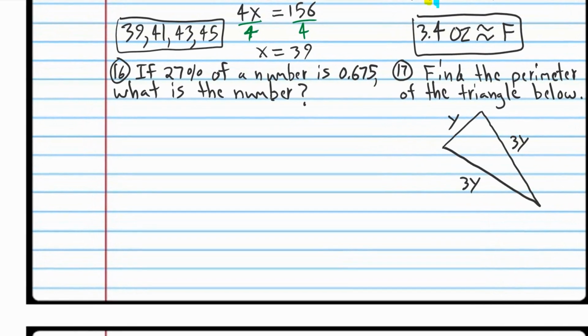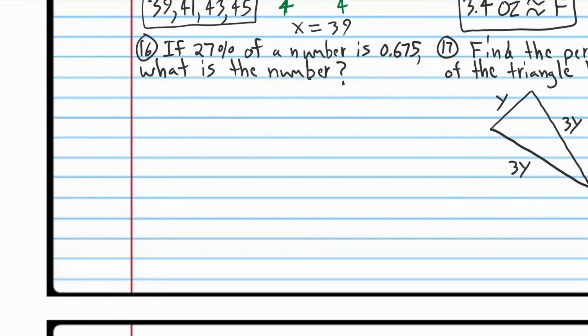If 27% of a number is 0.675, what is the number? So again, this is just a basic percent problem, finding the percent of a number. This is not a percent change problem. It's just a basic finding the percent of a number problem. If 27% of a number, so we're finding the percent of a number, we have to change that percent to a decimal.